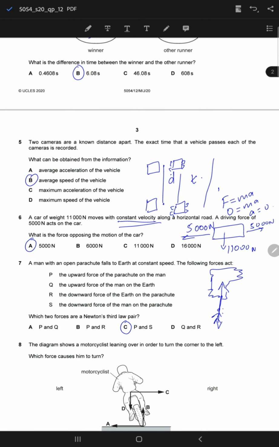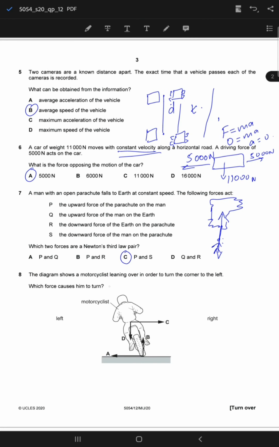Moving on. The diagram shows a motorcyclist leaning over in order to turn the corner to the left. Which force causes him to turn? Remember that whenever an object is moving in a circle, the force is always towards the center of the circle. So let's say the cyclist is moving in this direction, right? So this force is towards the center, and the answer would be A.